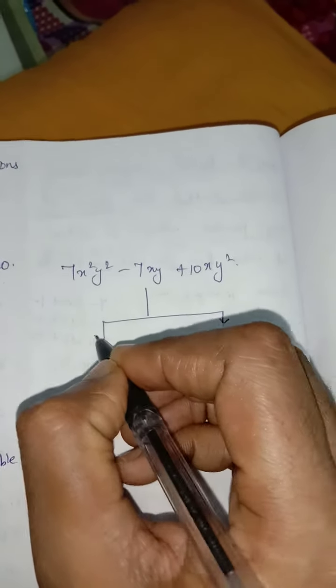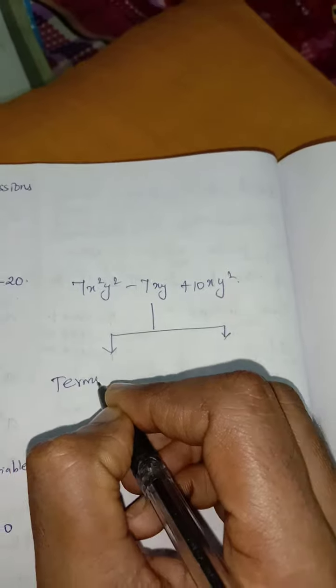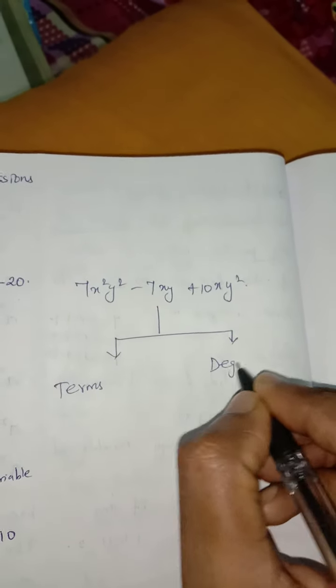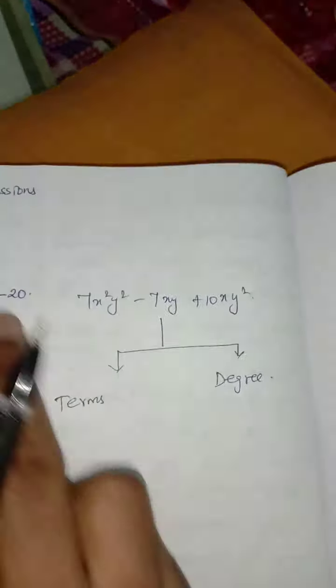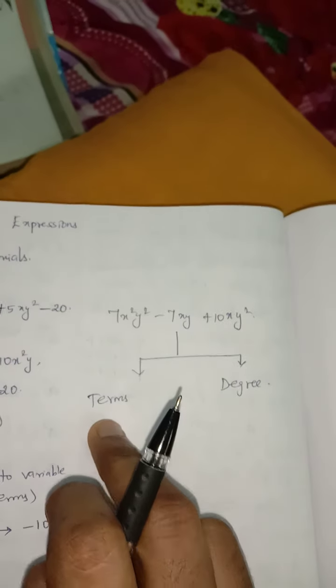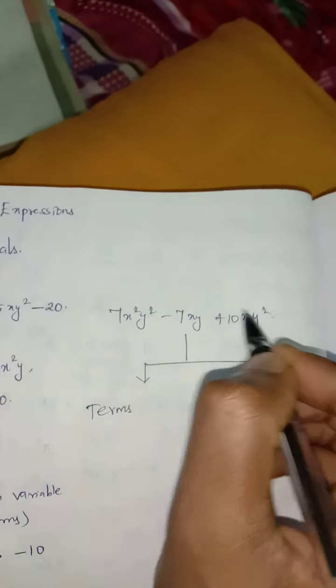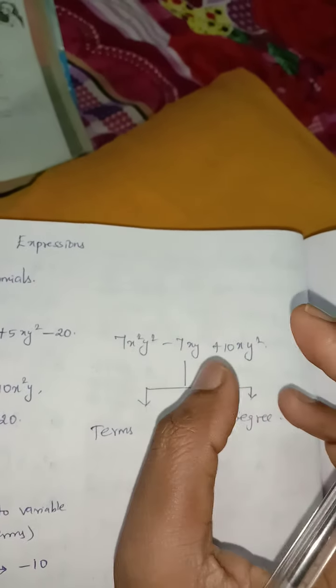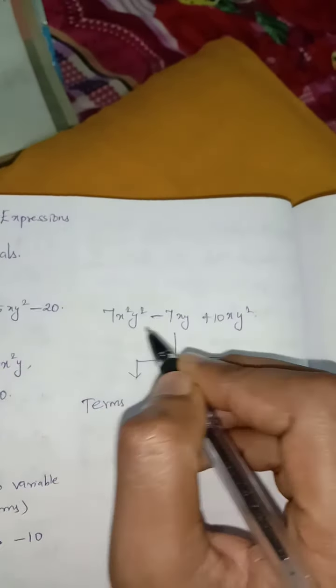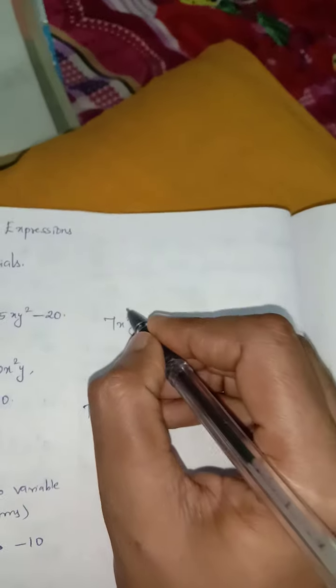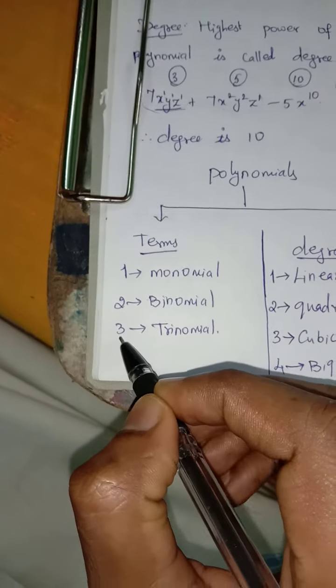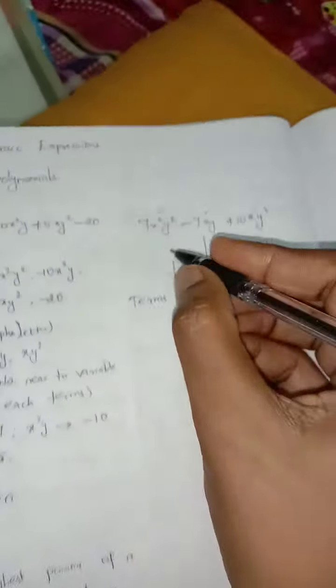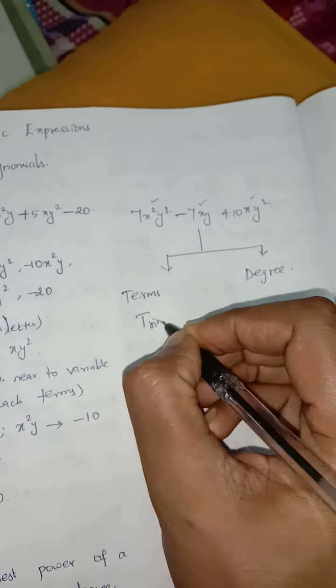If we classify this expression based on its terms, then what is the name of this? In the polynomial, we look at terms. We need not worry about the degree, that is the power. Only terms. We know how to check the terms: the numbers between the plus symbol and minus symbol are called terms. So it has 1, 2, 3. We have 3 terms. If there are 3 terms in a polynomial, then it is called a trinomial. Therefore, this is called a trinomial.